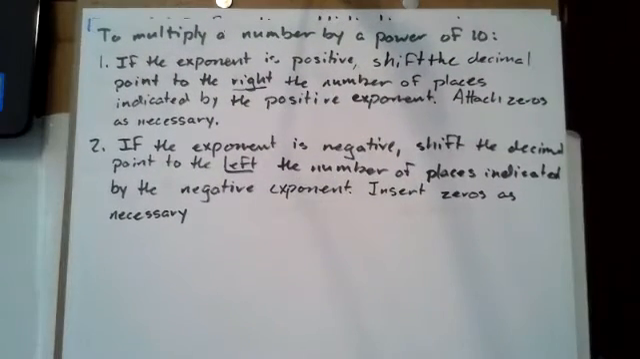To multiply a number by a power of 10, if the exponent is positive, shift the decimal point to the right the number of places indicated by the positive exponent. Attach zeros as necessary. If the exponent is negative, shift the decimal point to the left the number of places indicated by the negative exponent. Insert zeros as necessary.